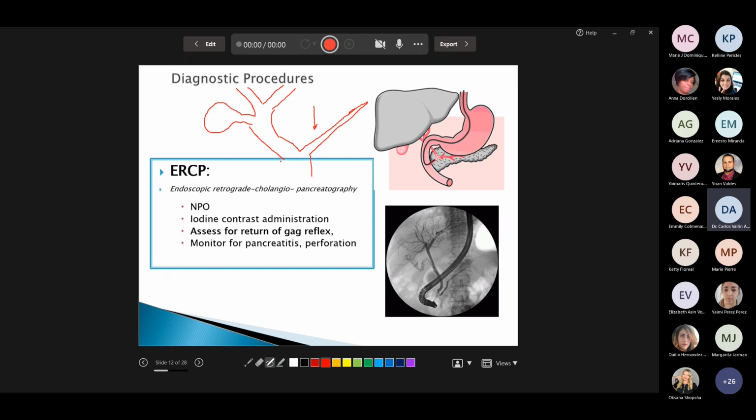And both are going to open to the small intestine, specifically to the duodenum. Okay, so it is the basic anatomy.